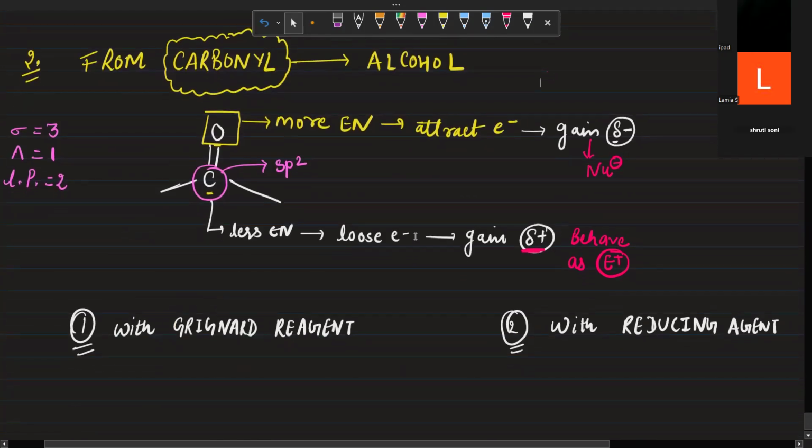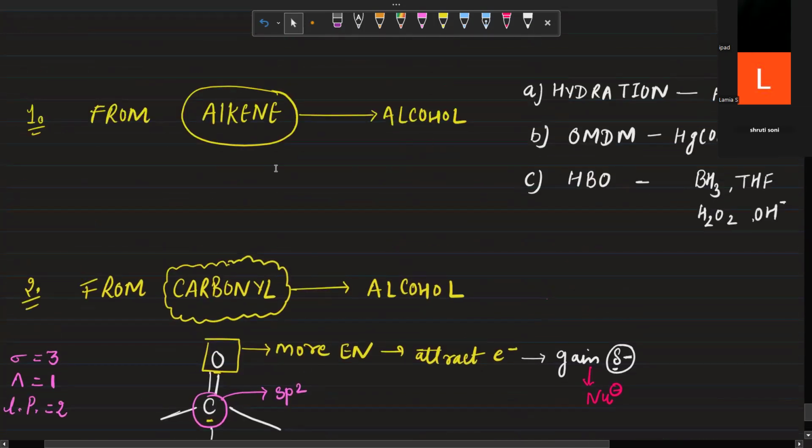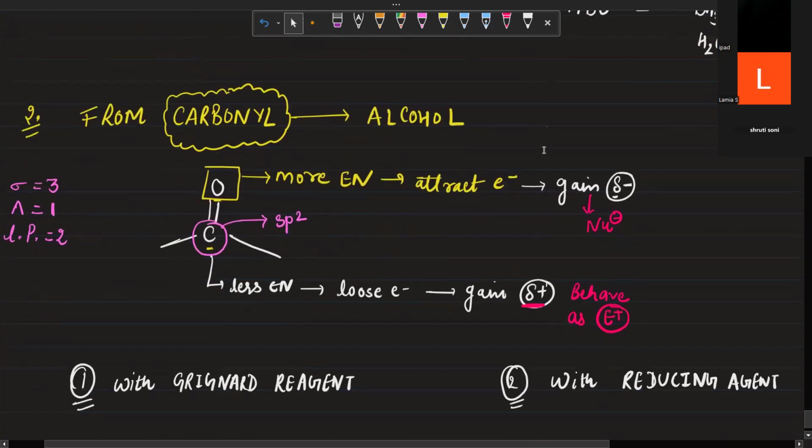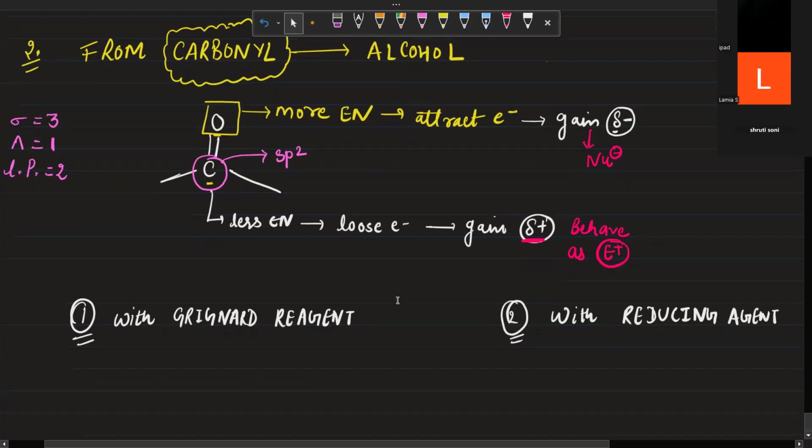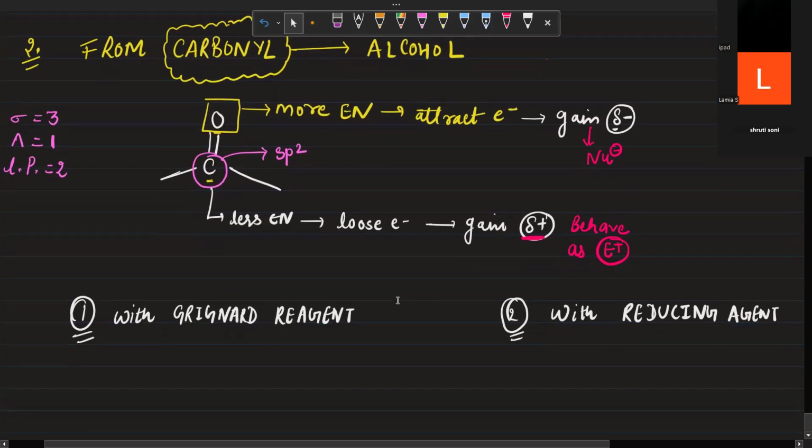Okay, so we discussed firstly how we can prepare alcohol from alkene. In that case, we discussed three reactions. Now we discuss alcohol from carbonyl compounds. In that case, we discuss two reactions. The first reaction is with Grignard reagent and another is with reducing agents. So firstly, you tell me what is Grignard reagent?